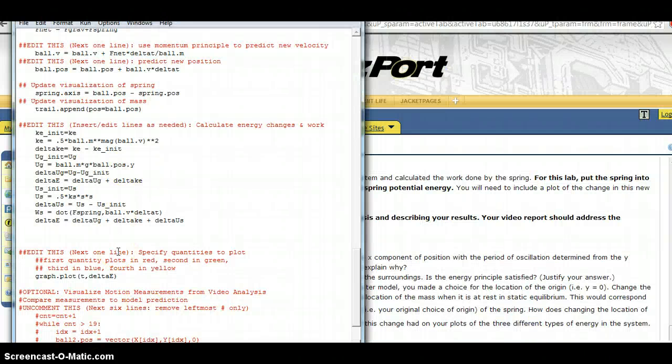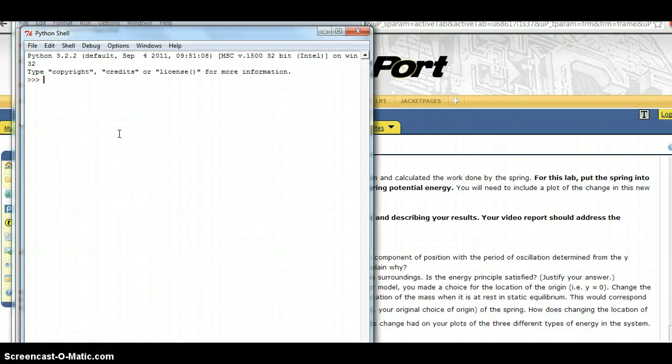With this new system that includes the spring, I plotted the change in energy, delta E, by summing up all the changes of the individual energies of the system. According to the energy principle, this is equal to the work done by the surroundings. So we're going to see exactly what that is.